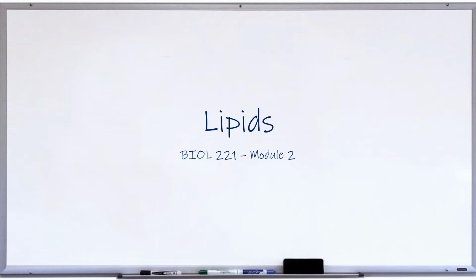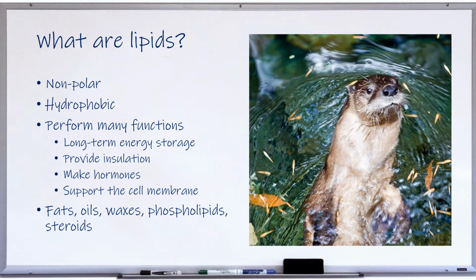Okay, so for our second step into macromolecules, we are looking at lipids, in the form of fats, which is a type of lipid. Lipids also provide insulation from the environment for plants and animals. For example, they help keep animals and plants warm in cold weather.